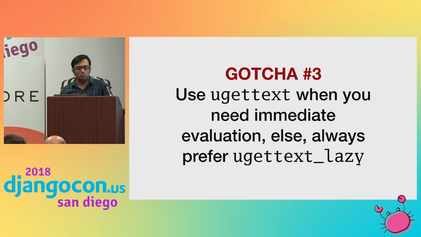So the idea is, how do we decide which one to use? Should we use ugettext or should we use ugettext_lazy? Well, if you need immediate evaluation of the translation, then always use ugettext. For example, in all your views.py file, because once the request is coming in, you need immediate evaluation, so use ugettext. And use ugettext_lazy for lazy referencing of the string object, for example, in your models.py.